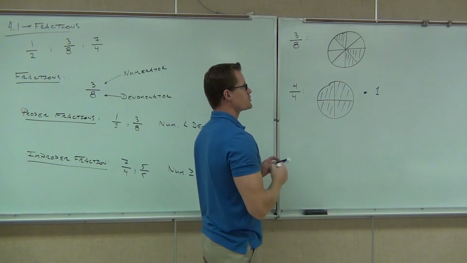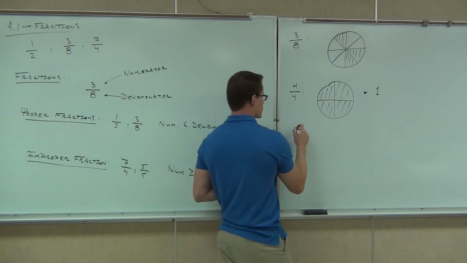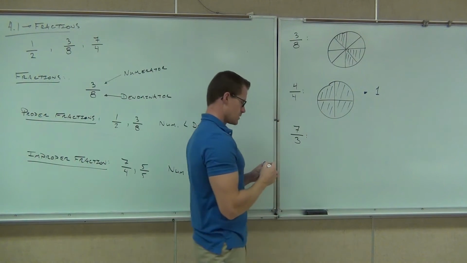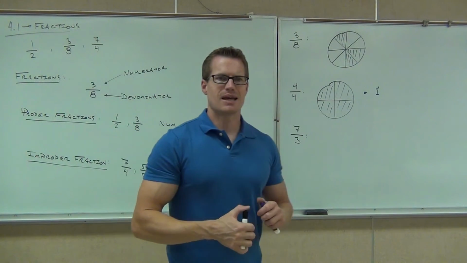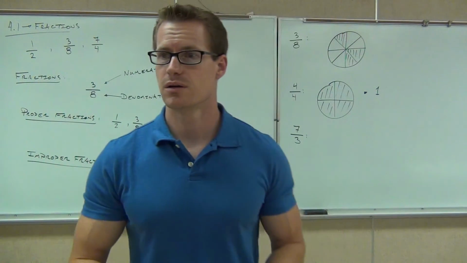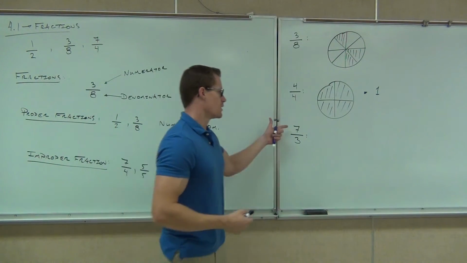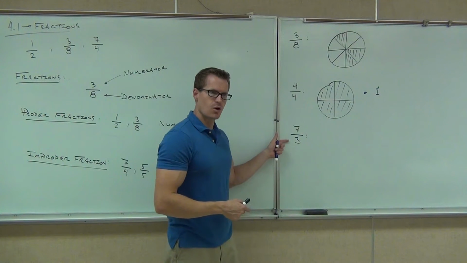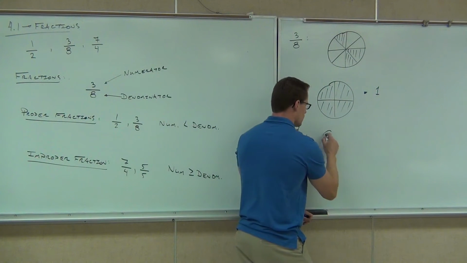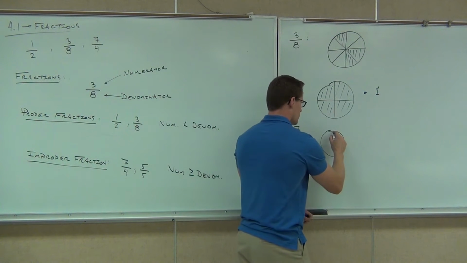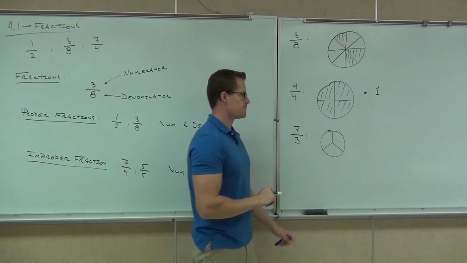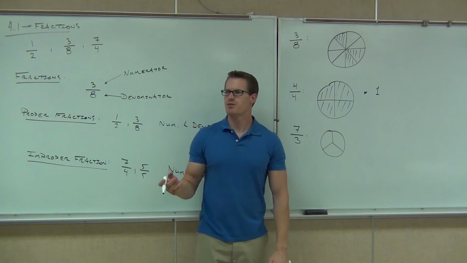Last one, let's try. Let's do 7/3. Ladies and gentlemen, how many parts do I break up the whole into in this case? 3. Even though the 7's up here, this still says you're breaking each whole part, each whole circle or square, whatever you draw, into 3 parts. And we're supposed to take 7 of these.